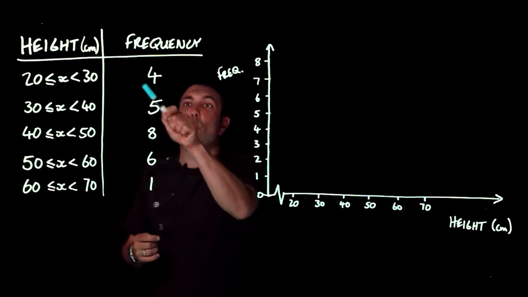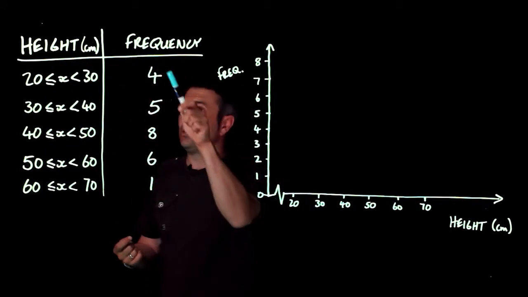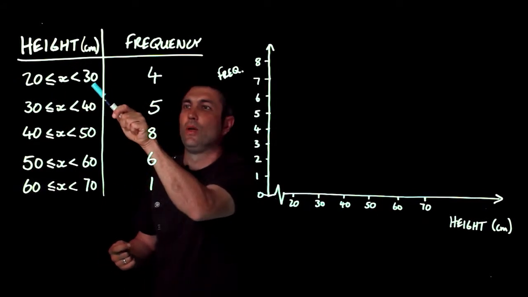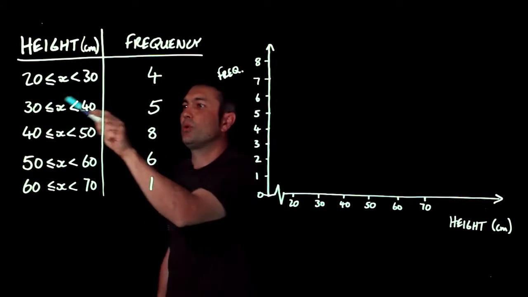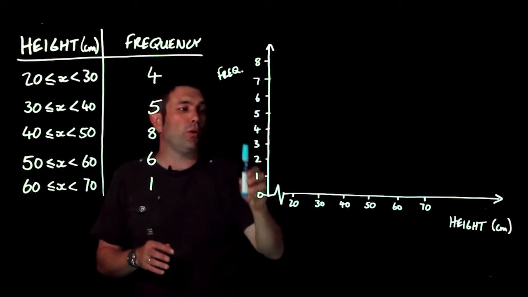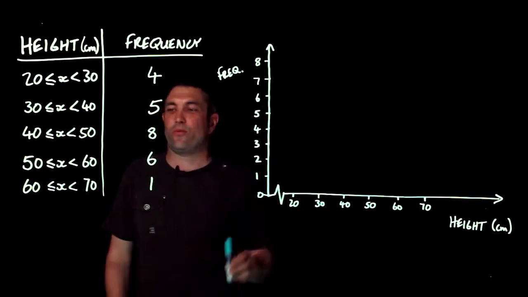So these are heights of plants, I should say. There are four that are between 20 and 30 but doesn't include 30. There are 5 plants that are between 30 and 40, doesn't include 40, etc. And we're going to plot these onto what's known as a frequency polygon.